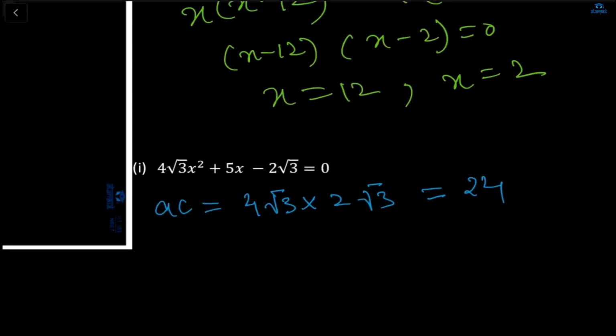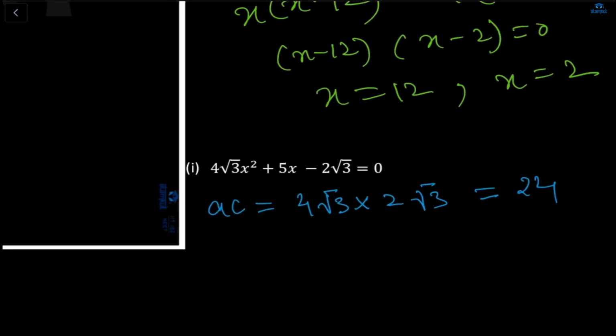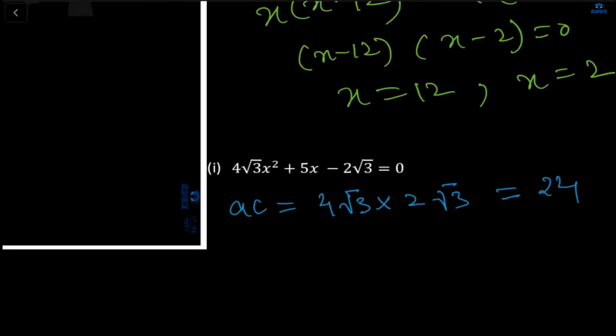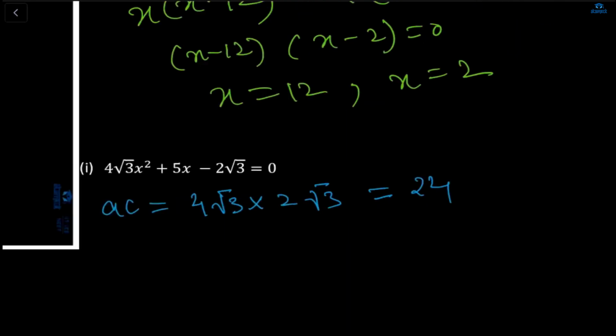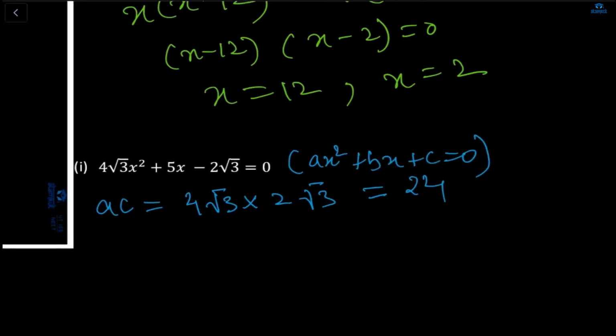Okay, Safiya is on the center. Okay, this 4 root 3 x square. Yes, ma'am. Okay, so this question I have just started, Safiya. See, 4 root 3 x square plus 5x minus 2 root 3 is equal to 0. Okay, so if you are going to compare with the standard form ax square plus bx plus c is equal to 0, this will be your a, this will be your b, and this will be your c.